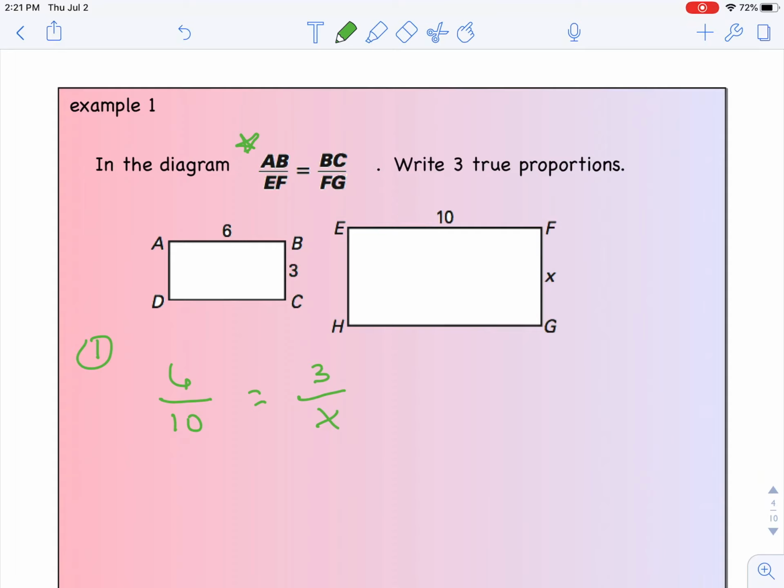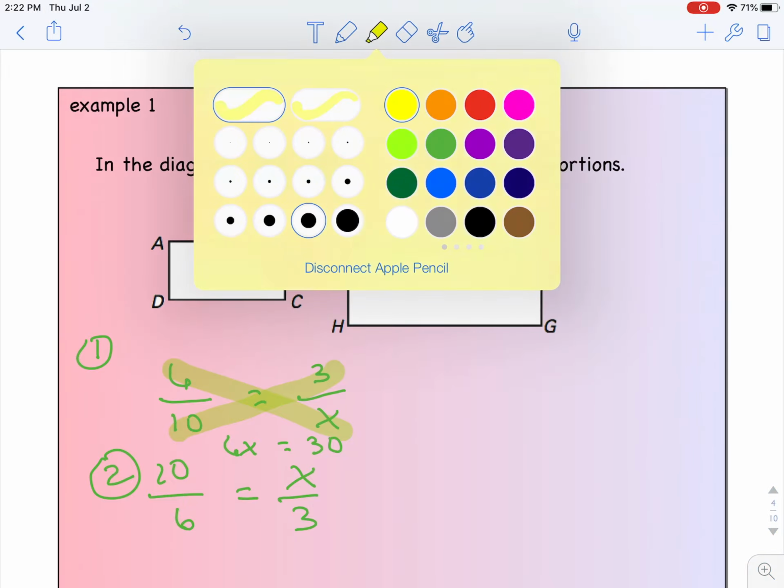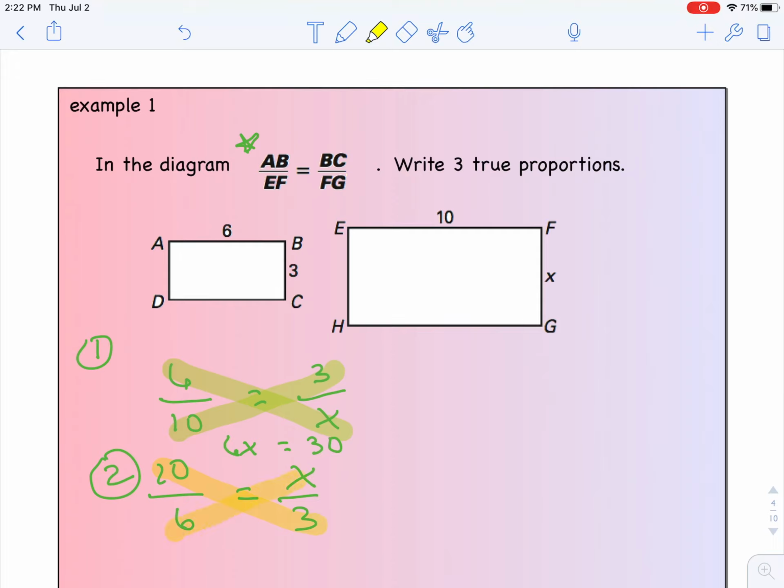Now we can take the reciprocal of each. So now we have 10/6 equals x over 3. Let's take a look at those cross products. This cross product is 6x, and this one right here is 30. So we have 6x equals 30. If we look at the cross products of the first one, we have 30 equals 6x. So we have the same thing: 30 equals 6x, and those are the same.